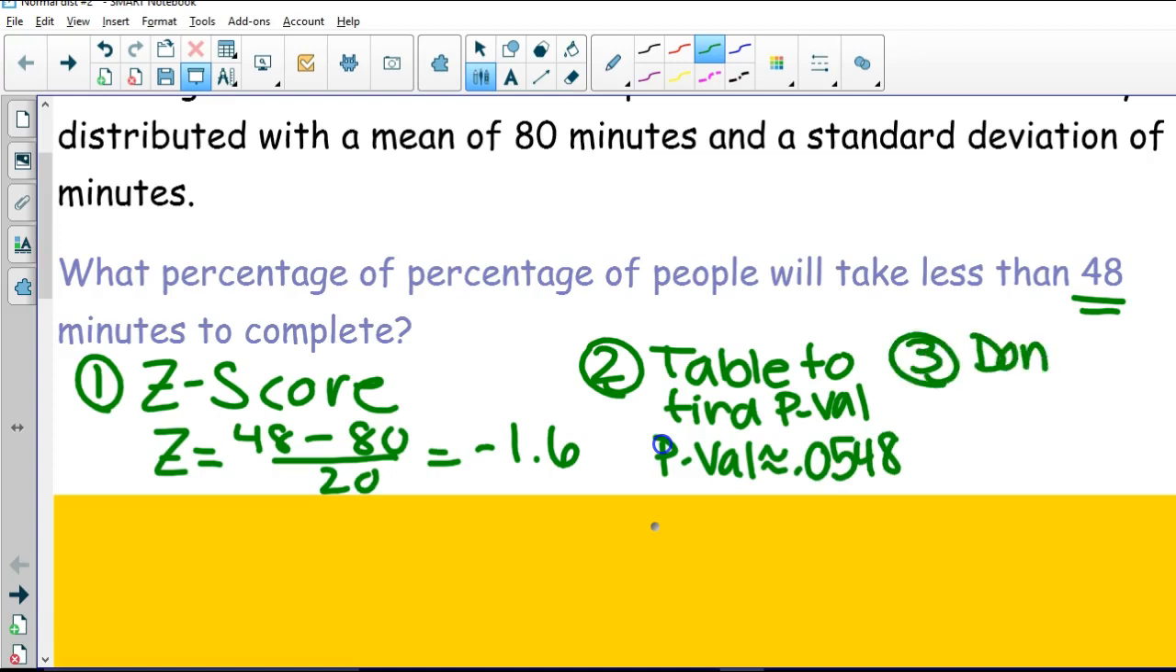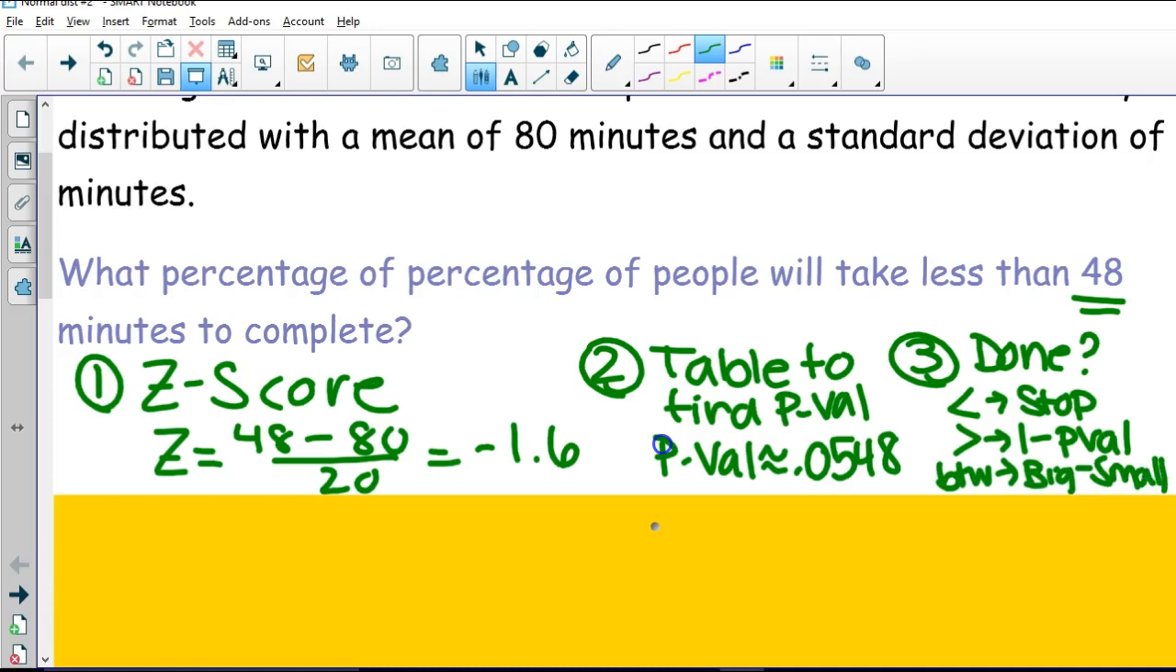Are we done? How do we know if we're done? We need to remember, if it's a less than problem, we can stop. If it's a greater than problem, what do we have to do? We have to subtract, so we do 1 minus the p-value. And if it's an in-between, the big minus the small. So this problem's a less than, so we get to stop.